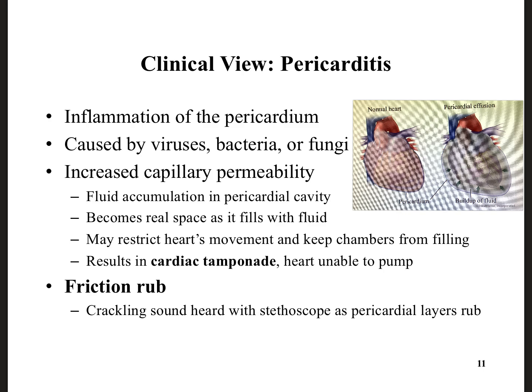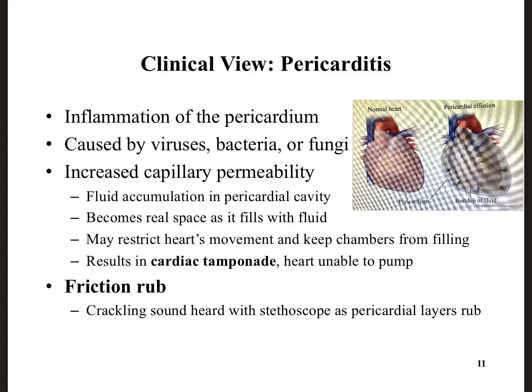It has to beat faster. It has to work harder. So increase heart rate and increase force of contraction. That puts more pressure on the heart. Okay? And that might cause some pain to go along with it. Okay? So the fluid accumulates and that restricts the heart's movement, keeping the chambers from filling, right? Results in something called cardiac tamponade. The heart is unable to pump and it leads to a distinct sound or murmur, or clicking, right?